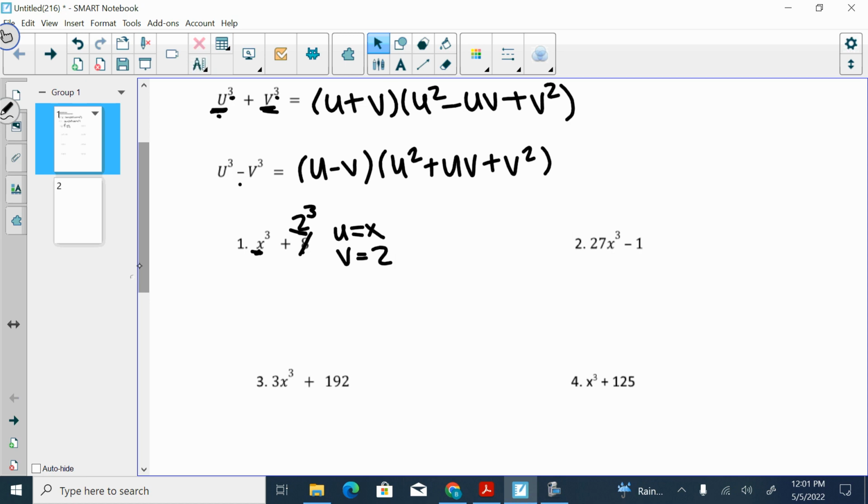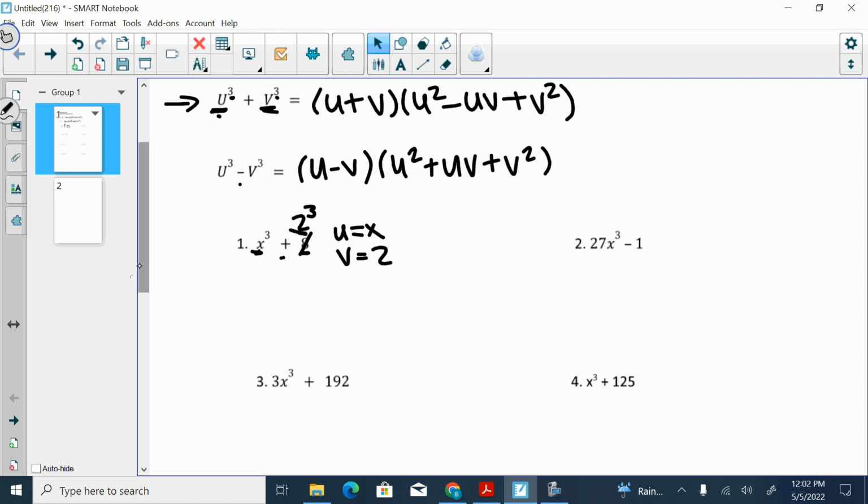Because this one had a plus sign in it, that means we're going to use the top formula. Anywhere there's a u, I'm going to replace it with x. Anywhere there's a v, I'm going to replace it with 2. How did you get the 2 again? Because 2 times 2 is 4, and 4 times 2 is 8. So 2 cubed is the same thing as 8. We just rewrote it.